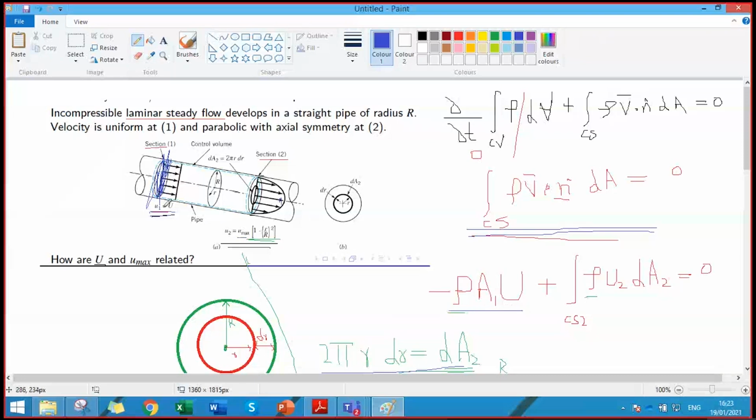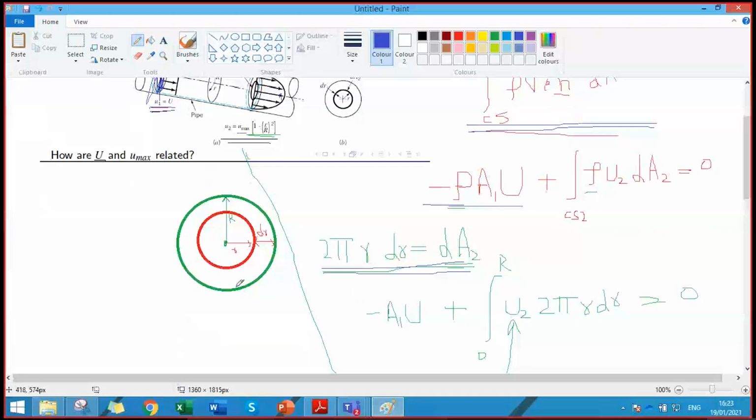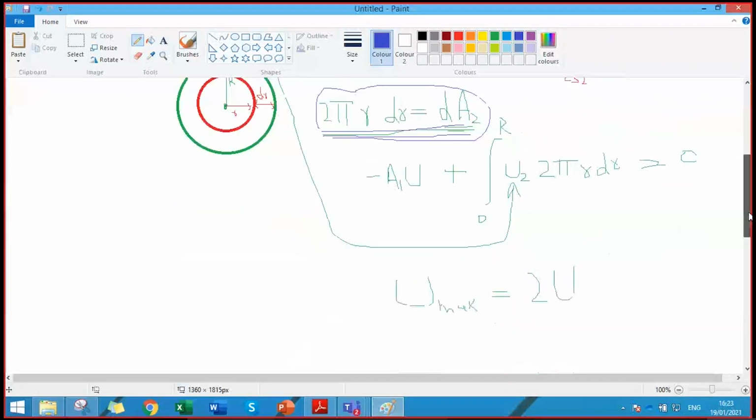The second control surface is a function of the radius, and the velocity is also a function of the radius, so we need to solve it in the integral form. We inspect how the area varies with radius r, develop that function here, then write the velocity function and solve this. After solving, we find that the maximum velocity is 2 times the inlet velocity. Clear? Yes sir, okay. It's clear. Then we solve another problem.